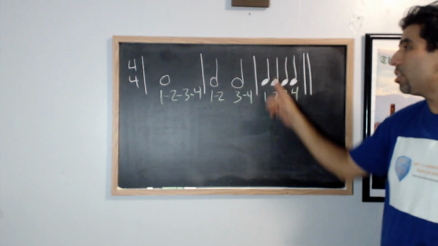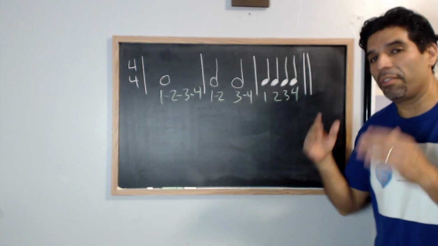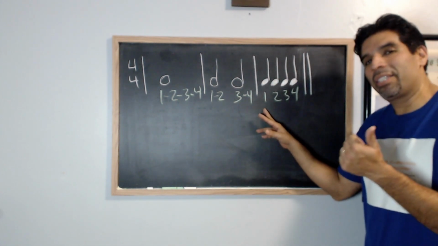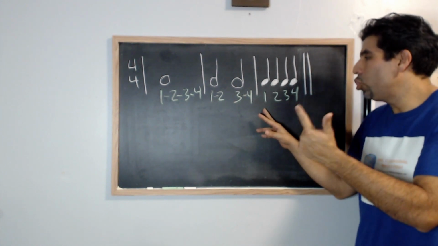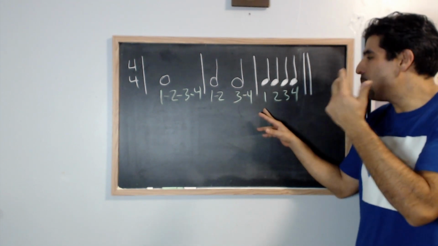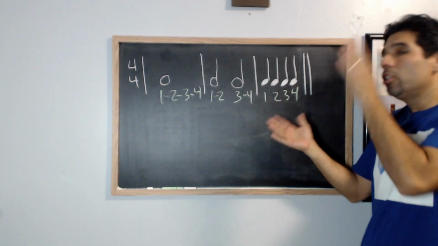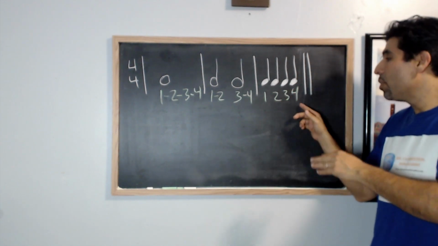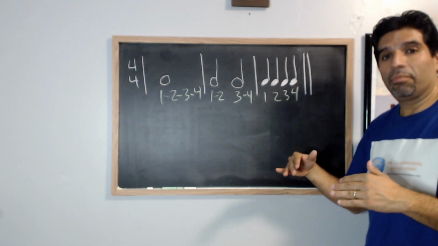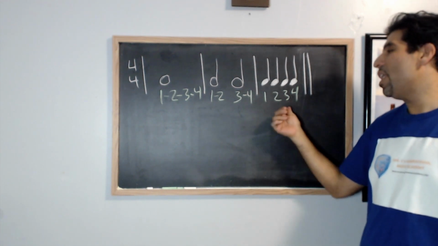Pretty simple, right? Let's clap and count the last measure together. Everybody get your hands ready, and on my tempo count, ready? 1, 2, ready, clap and count. Let's go. 1, 2, 3, 4, and done. That's how that goes.